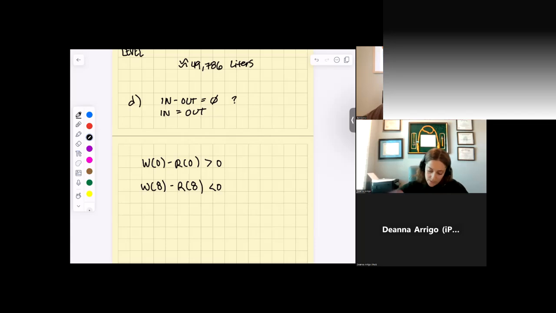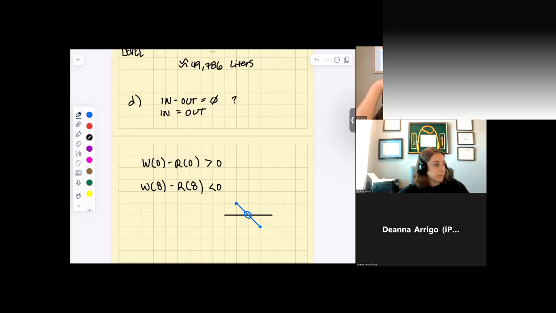So we checked the endpoints. What we're saying is, if here's your 0 mark, the difference between water coming in and coming out started above 0, and it went below 0. So there's some point in time where it actually does hit 0.